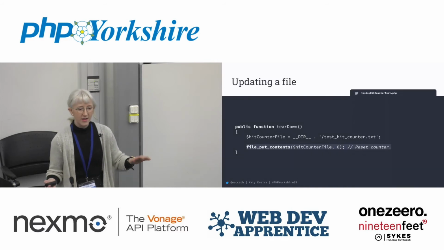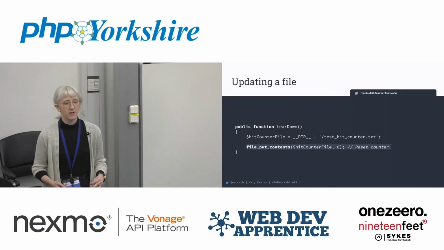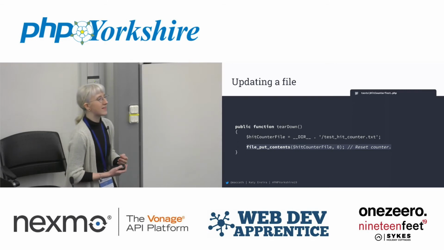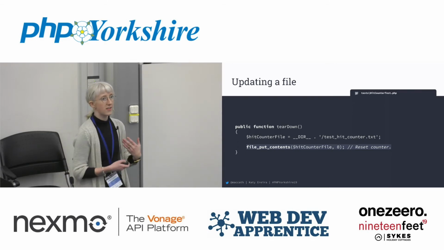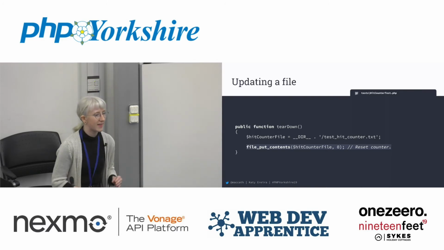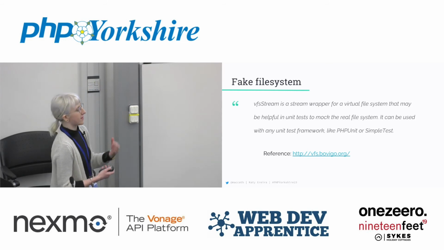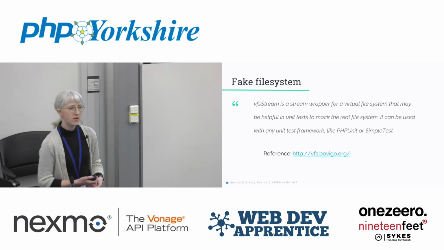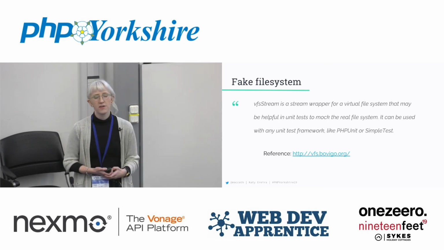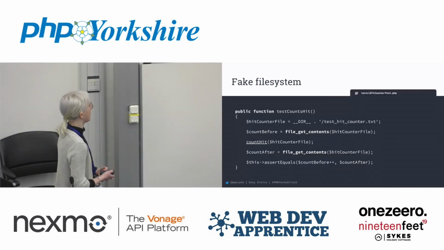That's all good and well, but you've still got to maintain that file. You're still touching the file system. And that is not always advisable. It's not always possible, depending on what system you're running. So there is another way, and it is the fake file system. There's a package called vfsStream, which is a virtual file system, which you can use to mock the file system. And it works really easily.